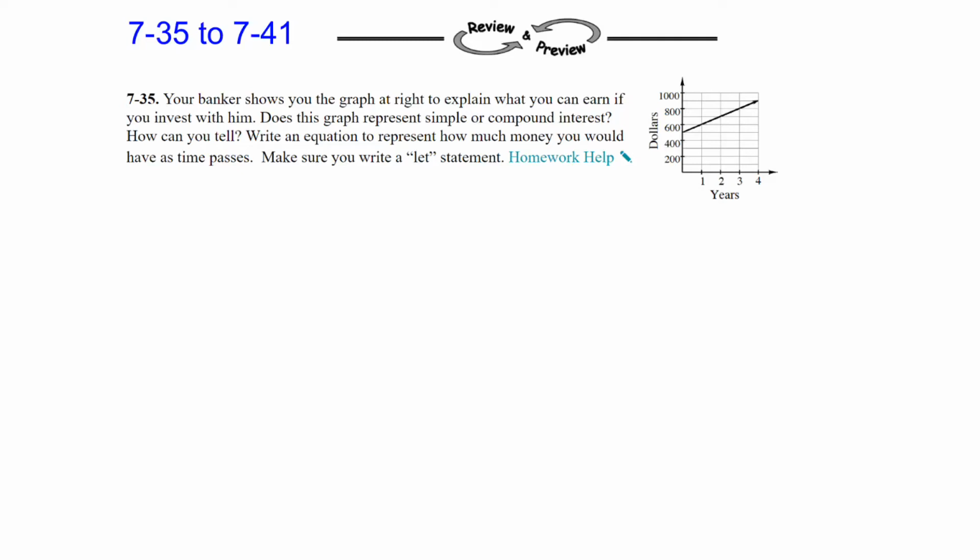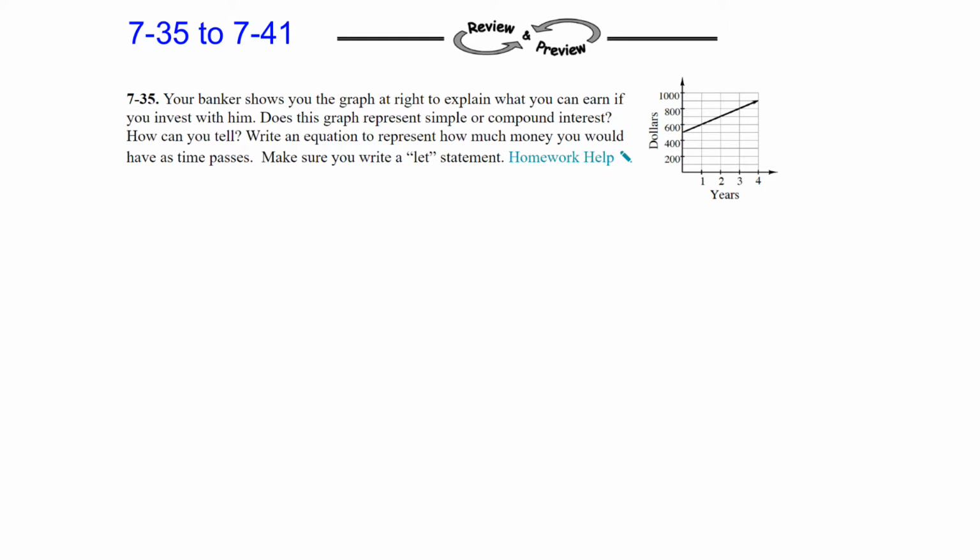Welcome to Chapter 7, Homework Questions 35 through 41. Question 35. Your banker shows you the graph at the right to explain what you can learn if you invest with him. Does this graph represent simple or compound interest? How can you tell? Write an equation to represent how much money you would have as time passes. Make sure you write let statements.